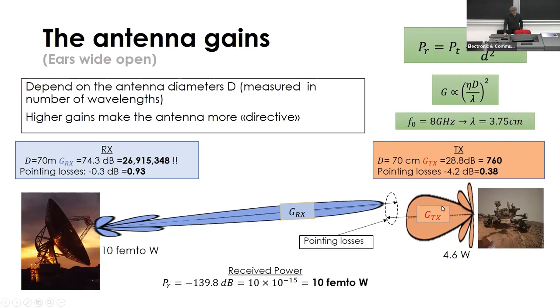So you have some pointing loss, but this is a minor thing. Anyway, if you put together the Friis equation, what you end up with is that the received power is 10 femtowatt, that is 10 times 10 to the minus 15. A very tiny number with respect to the 4.6 watt that you were transmitting. So the point is, can we get some information with such a tiny number?